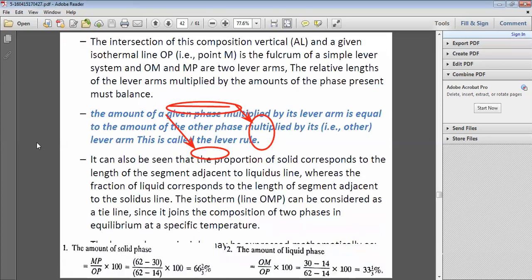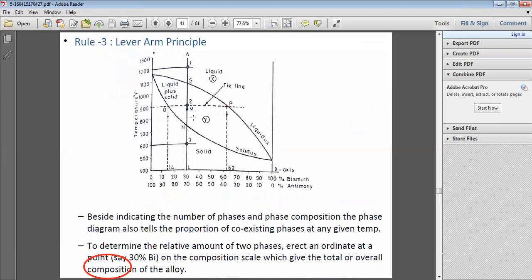So now we can say how much amount of solid and how much amount of liquid phase is present in this case. We see MP upon OP. If we calculate the amount of solid phase, we get MP upon OP into 100. So this is MP.